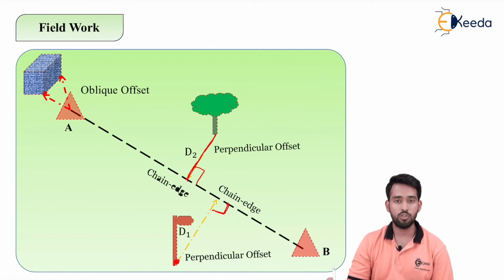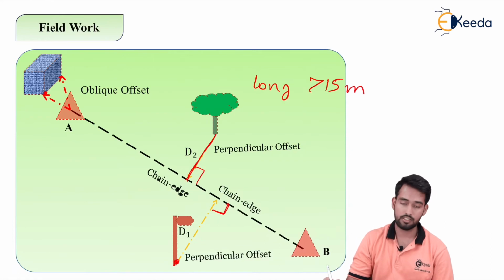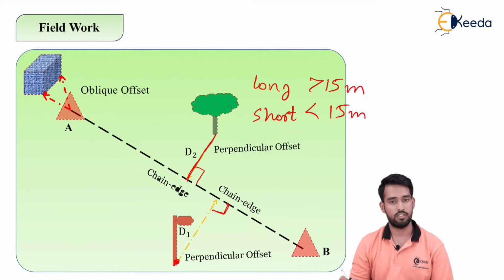The long offset, what do you mean by long offsets? The offsets which are greater than 15 meter are known as long offsets, and the offsets less than 15 meter are known as short offsets. So, long offset and short offset.